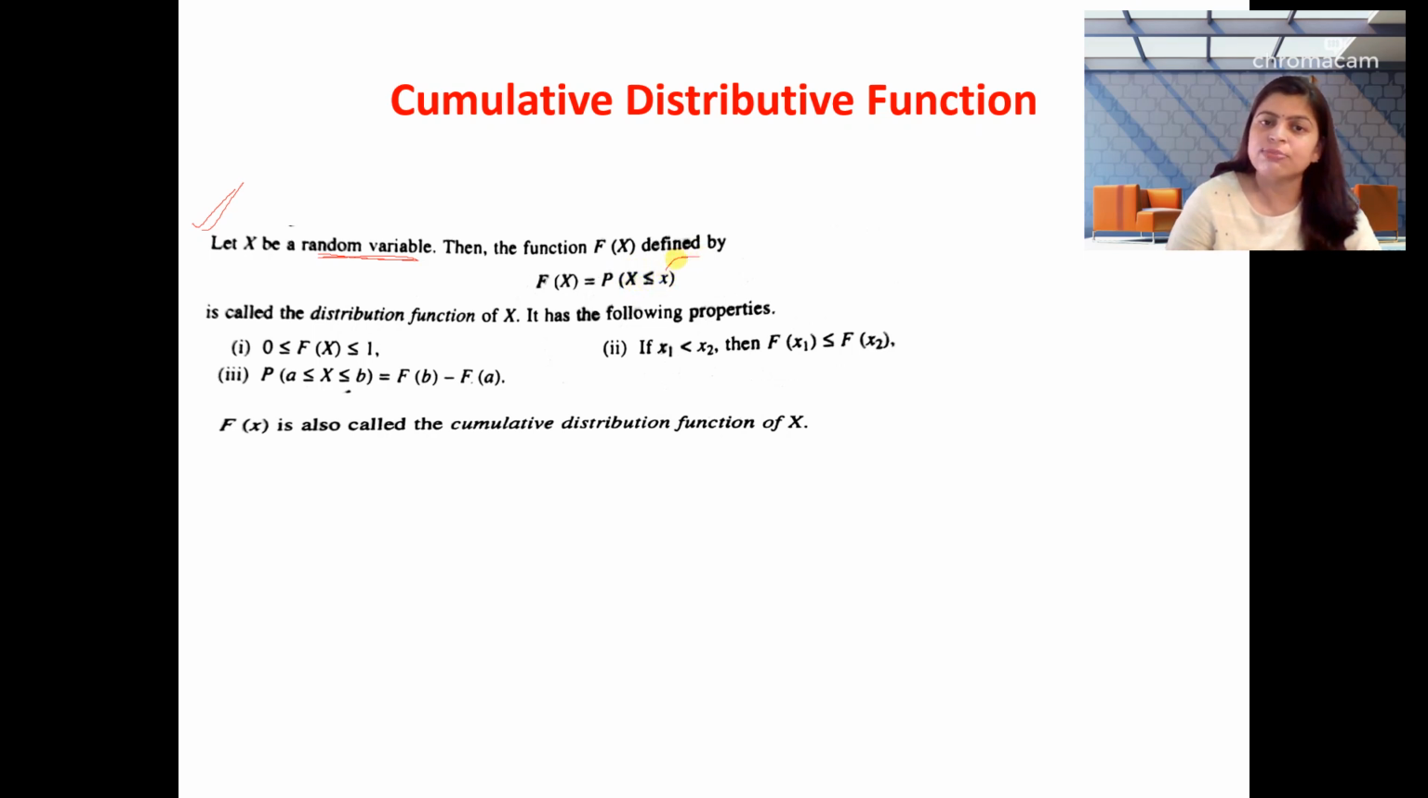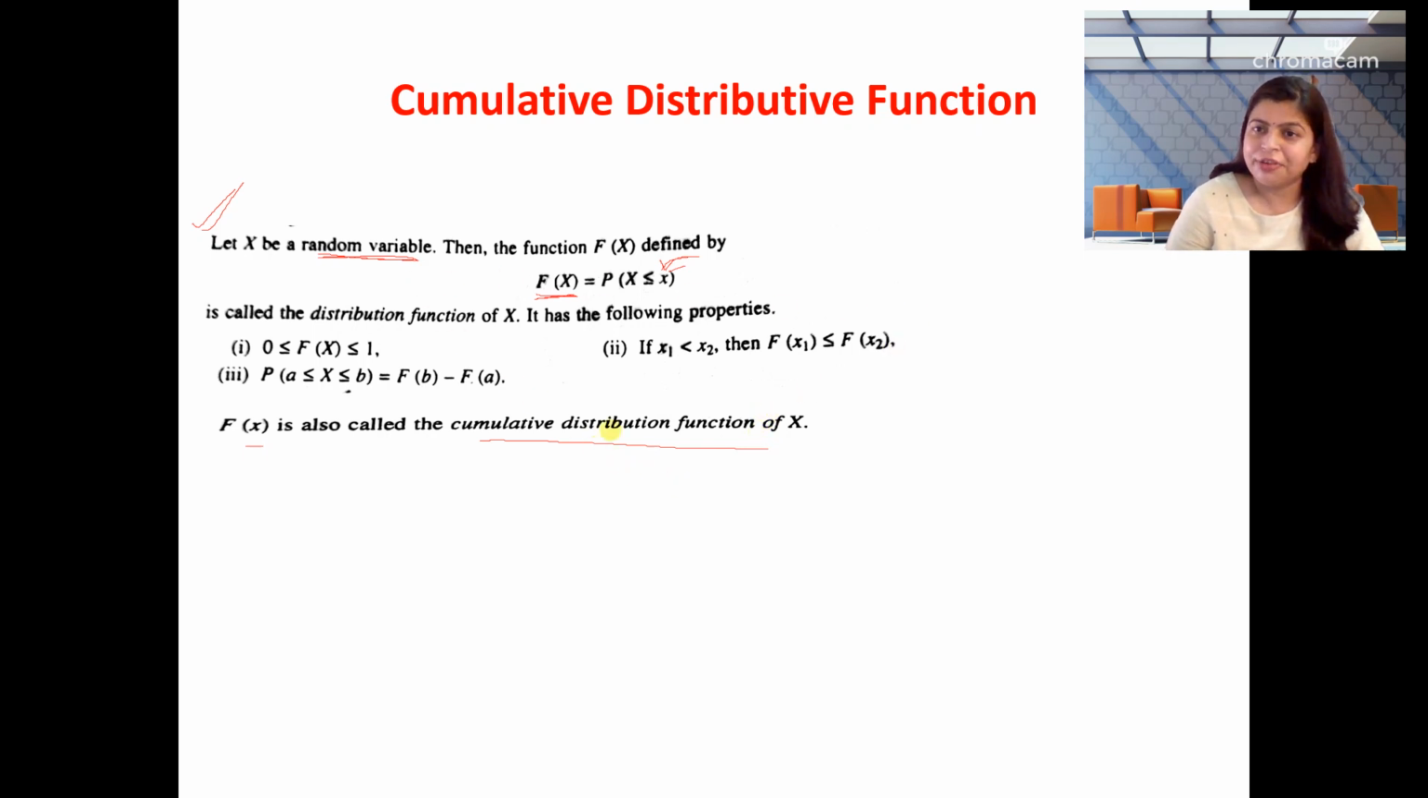What is small x here? Small x is a certain number, any arbitrary number within the range. This F(x) is called the distribution function of X, and it has some properties, which I will discuss. F(x) is also called the cumulative distribution function of X.